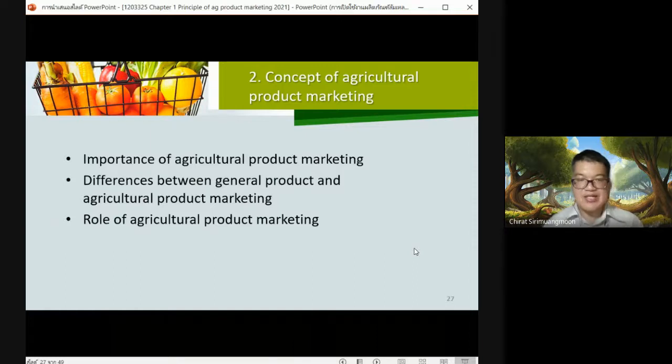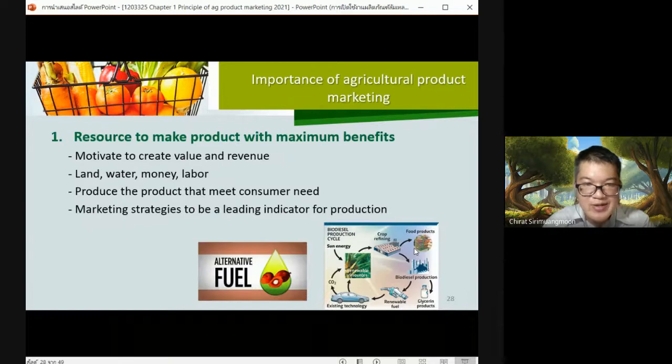The second big topic that we are going to talk about is the concept of agricultural products marketing. The concept of agricultural products marketing involves three sub-areas: the importance of agricultural products marketing, the difference between normal or general products and agricultural products, and the roles of agricultural products marketing. So let's go to the importance of agricultural products marketing in Thailand first.